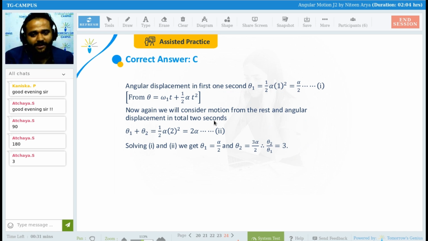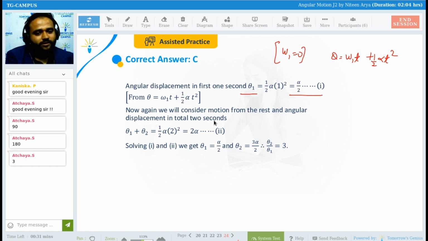See, angular displacement in 1 second is theta 1, because omega 1 is 0. Initially at rest, so omega 1 is 0. Using this, theta equals omega 1 t plus half alpha t square. So in the first second, that is your theta 1. Now again we consider the motion from rest, and the angular displacement in total 2 seconds is theta 1 plus theta 2, which is 1 by 2 alpha into 2 squared, because now time becomes 2 seconds, that is 2 alpha.